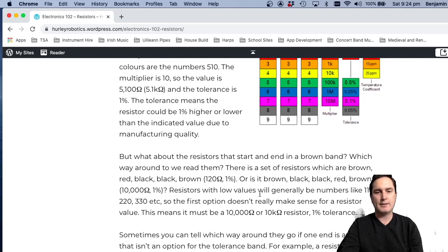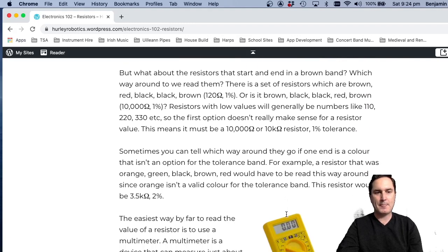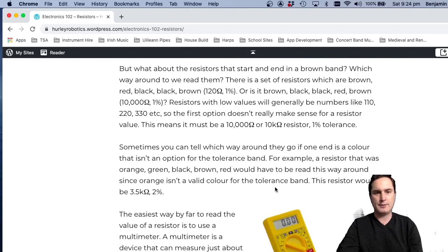Okay. A thing to remember is that resistance values, especially for small values, will generally be numbers like 110, 220, 330, things like that. 120 ohms is not a value that I've seen. They tend to go more along those numbers. So that resistor is more likely to be a 10,000 ohm resistor, or 10k ohm. It's just another way to say 10,000, 10 kilo ohm, 10k ohm. Okay. Now that's the tolerance band.